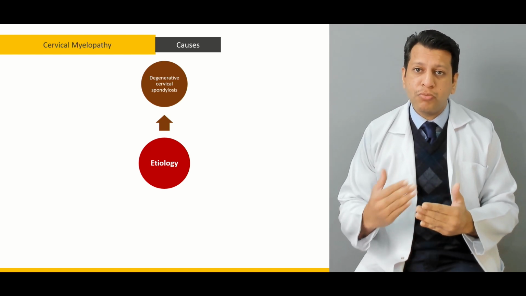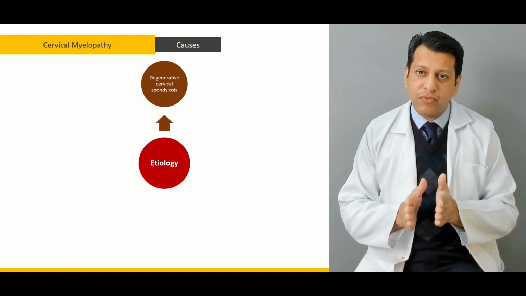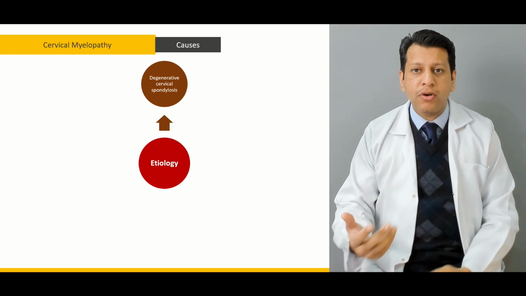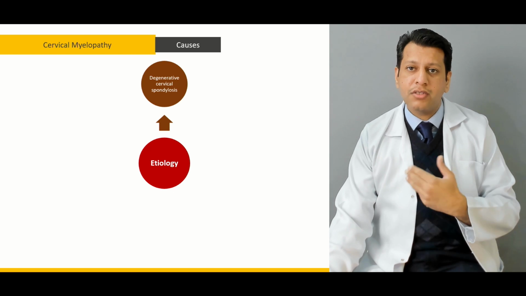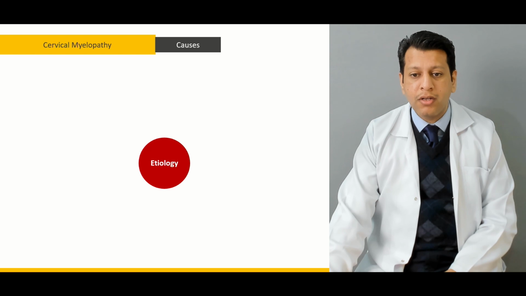All these bony spurs and osteophytes which are formed either narrow the volume of the canal or impinge on the spinal cord, leading to eventual progression from cervical spondylosis to radiculopathy, and once the radiculopathy progresses, this may go into cervical myelopathy as well.